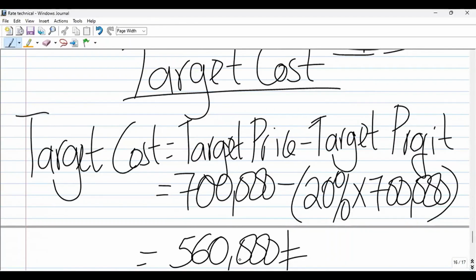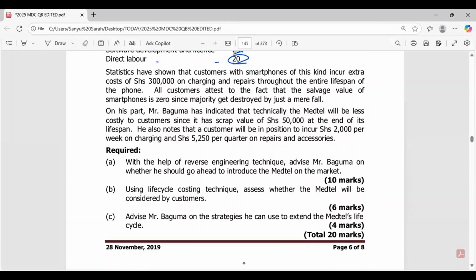So let's go to the next. B. Using life cycle costing technique, assess whether the Meditel will be considered by customers. Now they want us to use life cycle costing technique to assess whether the Meditel will be considered by customers.